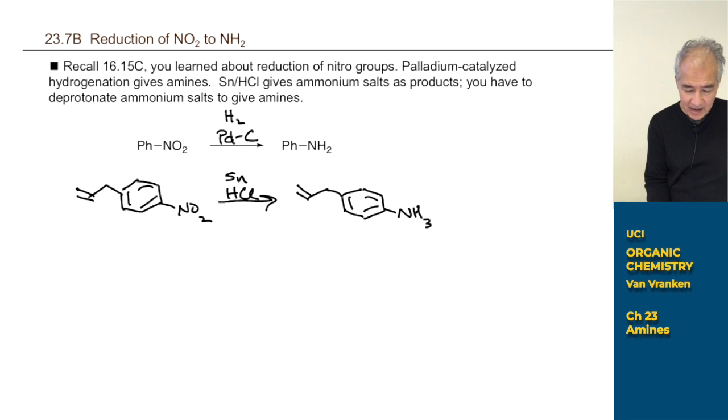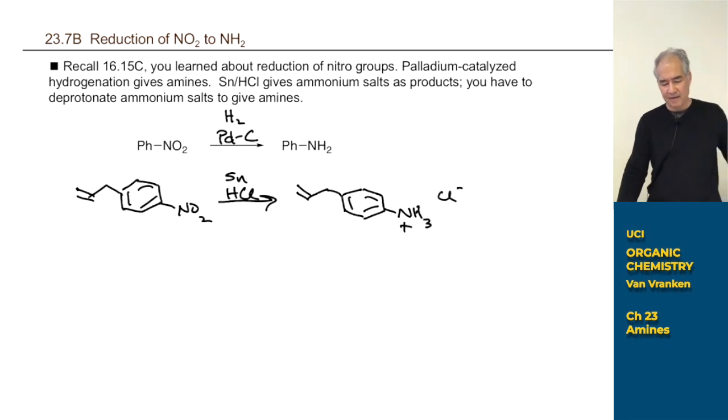So the product of this reaction is the ammonium, and we always have to put the counter ion if we have a positively or negatively charged product. In this case, the counter ion would be the chloride anion, because you're stirring it in HCl. If you want the free amino group, you have to treat that with sodium hydroxide, which is pretty easy.